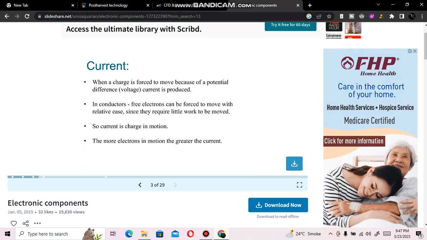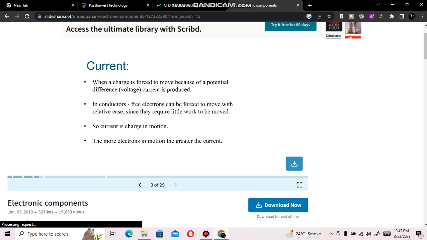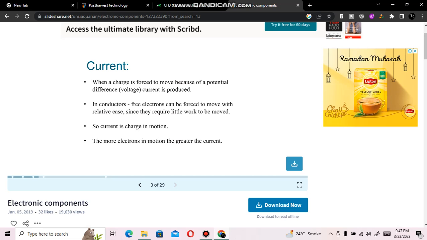Current. When charge is forced to move because of a potential difference, voltage, current is produced. The conductor's free electrons can be forced to move, since work is required for them to be moved. So current is charge in motion. The more electrons in motion, the greater the current.